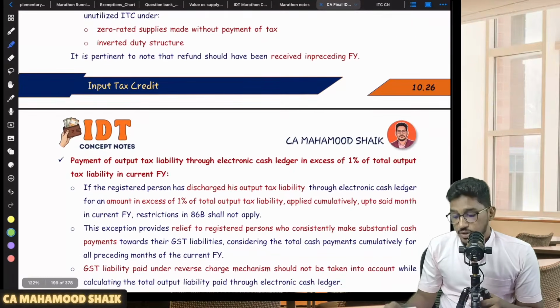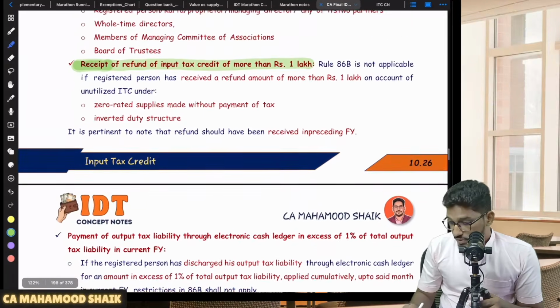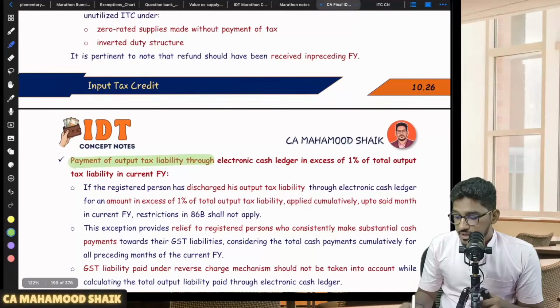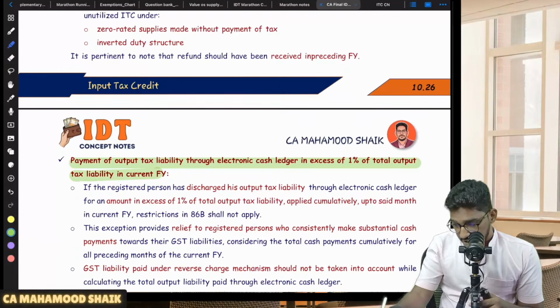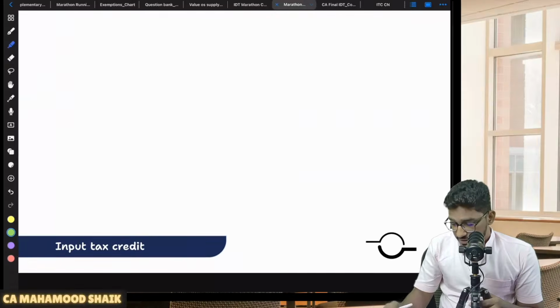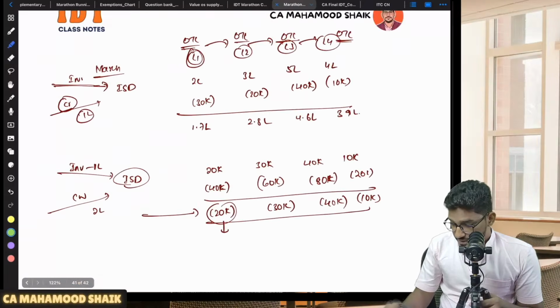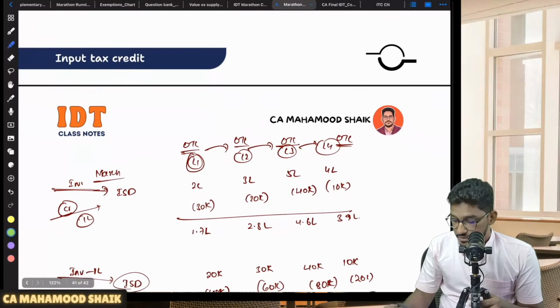Next, one more case: payment of output tax liability through the electronic cash ledger in excess of 1% of total tax liability in the current financial year. Sir, what is it? I think for this I have an example. Yeah. So let us see here.